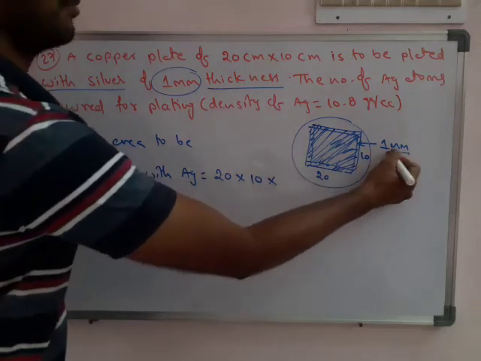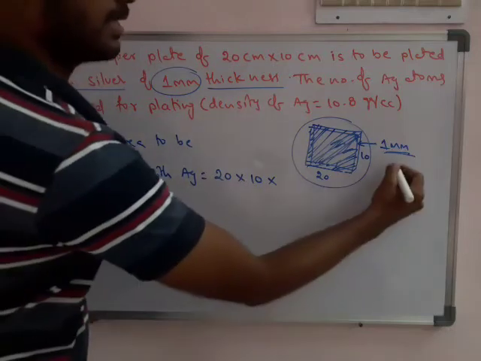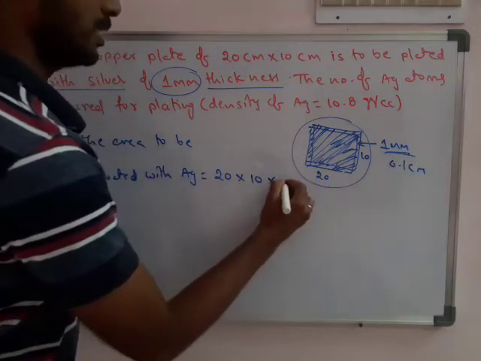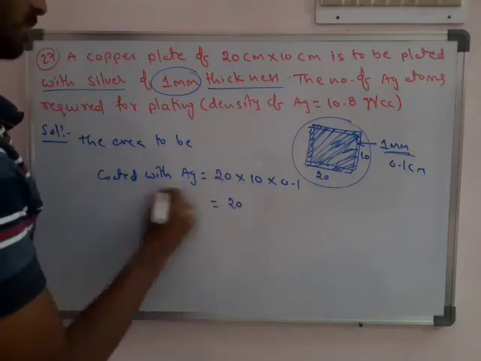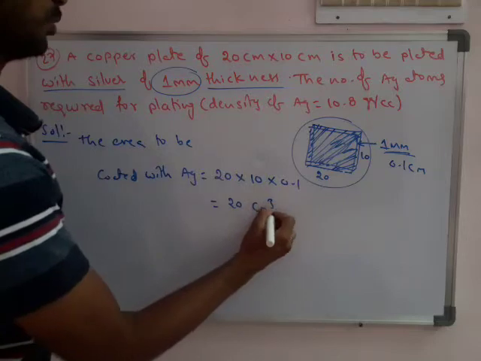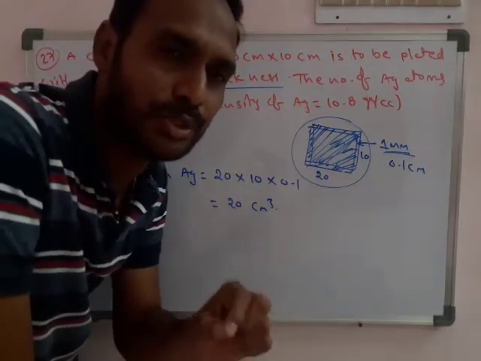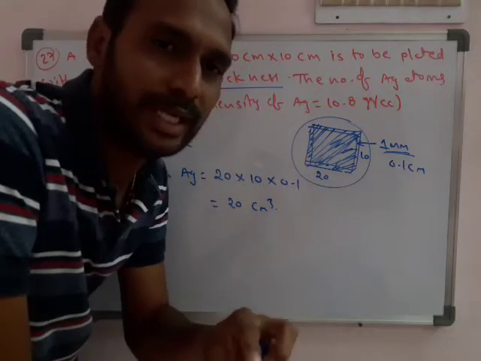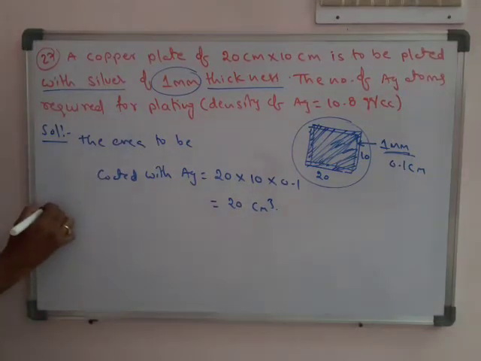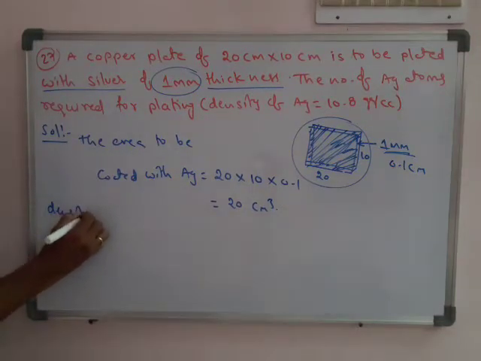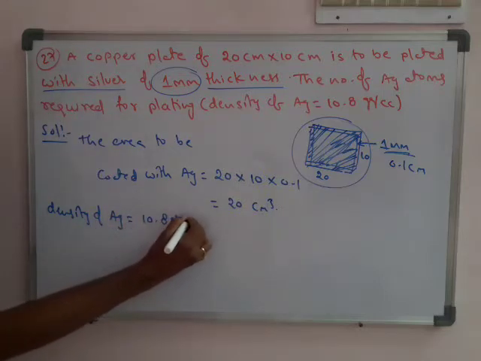Thickness is 1 mm. So 1 mm means 1 by 10 centimeters, 0.1 centimeters. So that is the 20 centimeter cube. Look at 20 centimeter cube of area should be coated with silver. Okay, and it is given that the density of silver is equal to 10.8 grams per cc.